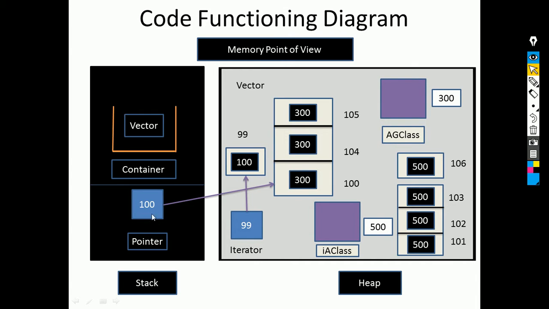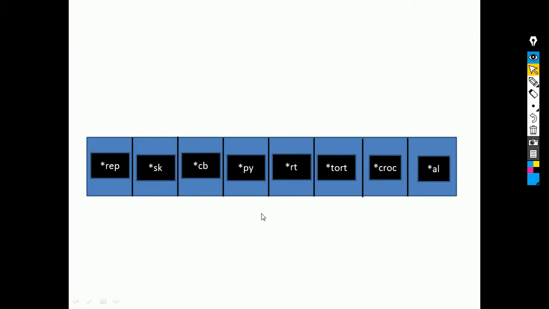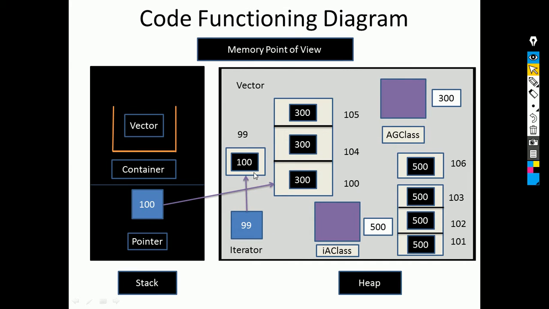As you can see, the pointer stays in the stack part and tries to point to an address in the heap, whereas the iterator itself is created in the heap part, and it points to the memory that is being allocated in the heap.